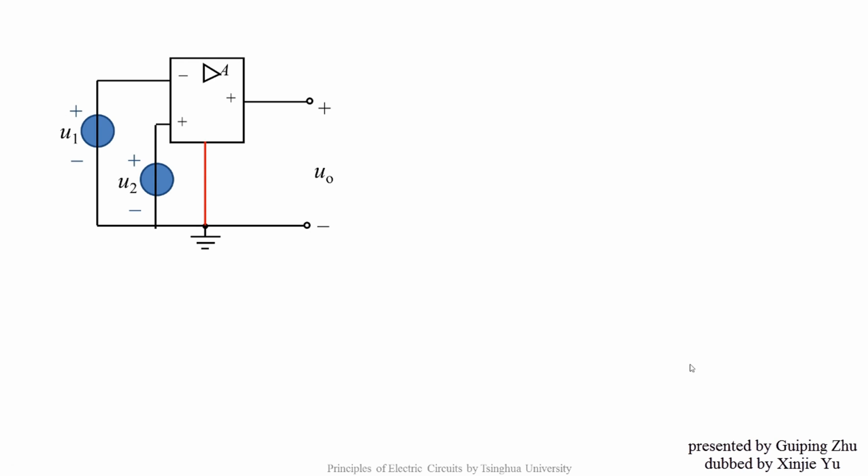Well, let's look at the circuit. The non-inverting input and the inverting input terminals are connected to the voltage source U2 and U1 respectively. What's the output UO of the op-amp? The voltage difference between the non-inverting input and the inverting input terminals is U2 minus U1, that is UD.